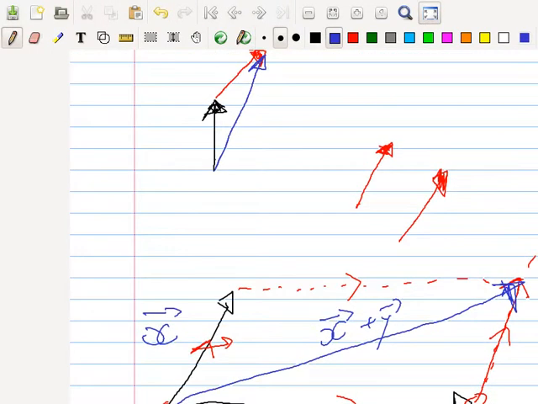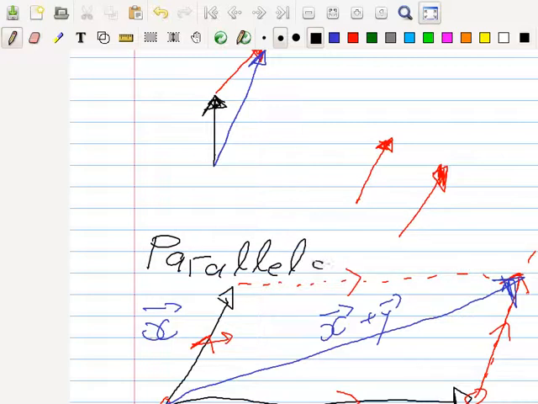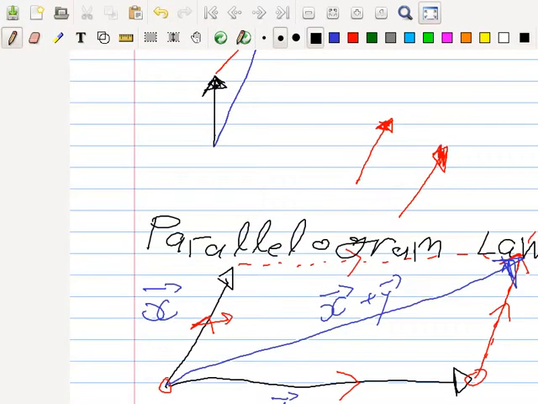This rule has a name to it. What is the name? Parallelogram law. The adding process, that's the name of it.